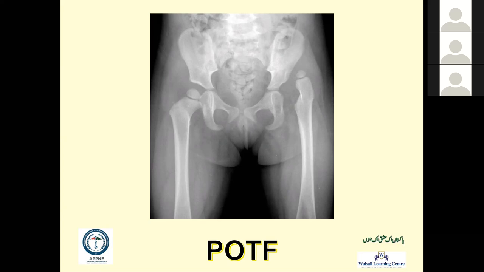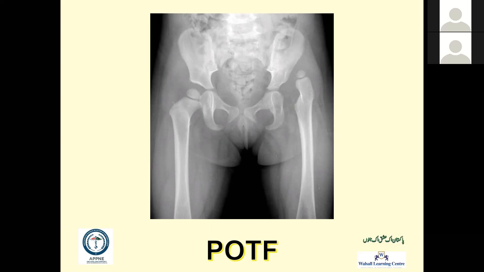Sir, I would like to apply the lines of Hilgenreiner and Perkins, to make quadrants. The femoral head should be in the medial inferior quadrant. So this is outside and superior, yeah?